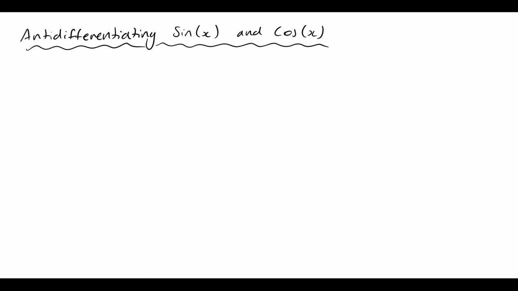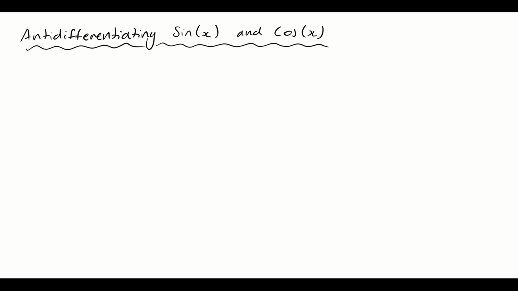So in the last couple of videos, we began looking at the topic of antidifferentiation, and we found that antidifferentiation is essentially the opposite of differentiation. So we're asking ourselves, what is this the derivative of? And that helps us find the antiderivative. We're going to use this idea to help us find out what the antiderivatives of sine and cosine are.